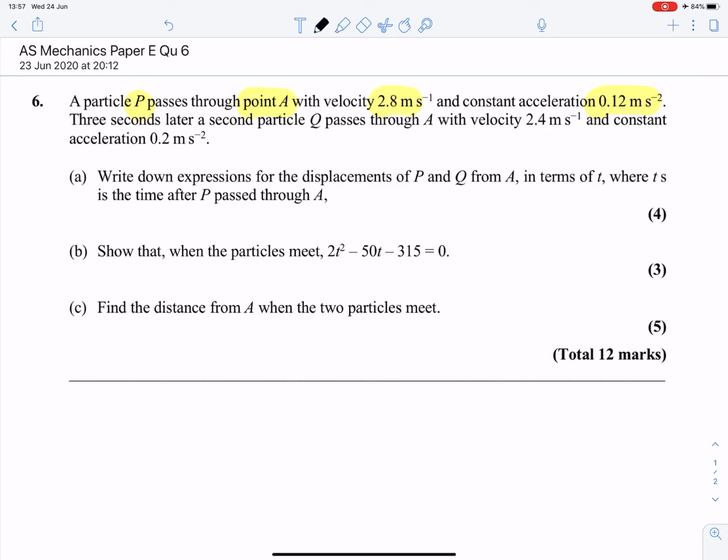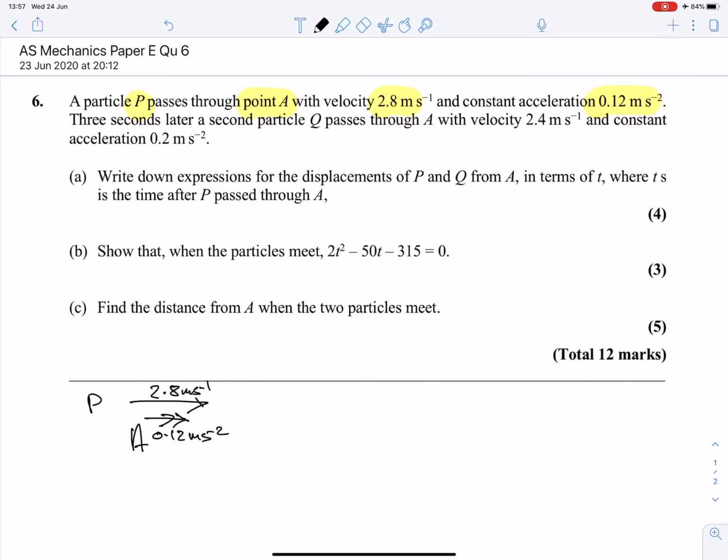So let's just get that on a diagram. So here's our point A. It passes through with speed of 2.8 meters per second. And it's got an acceleration of 0.12 meters per second squared, and that's P.